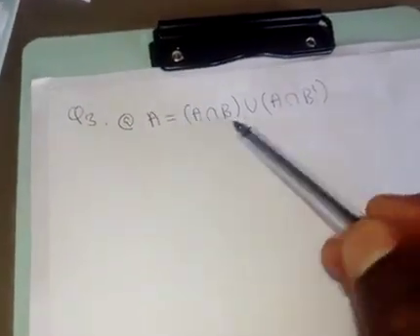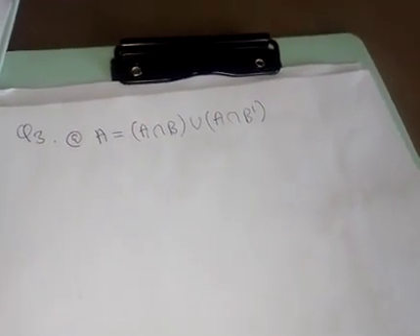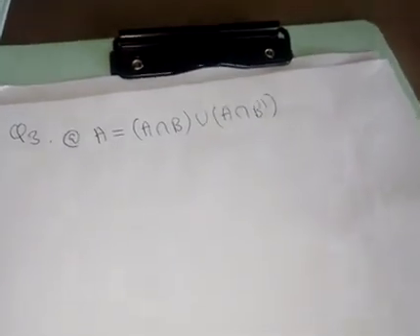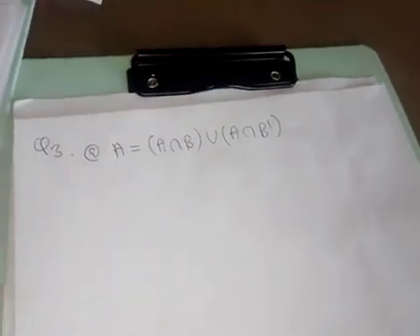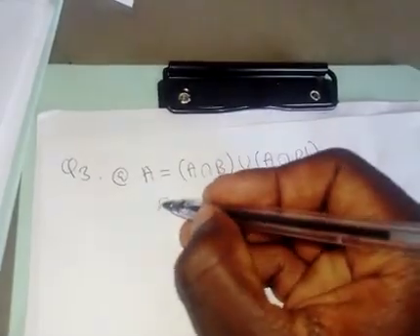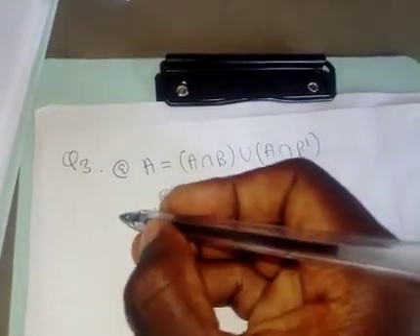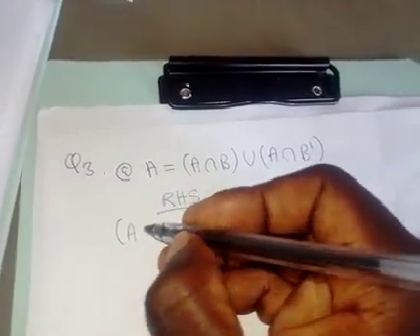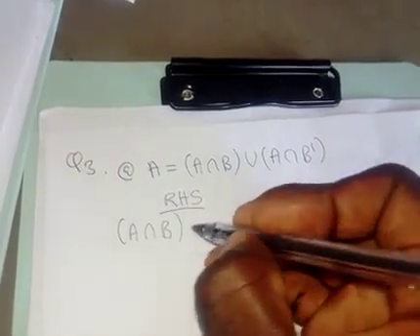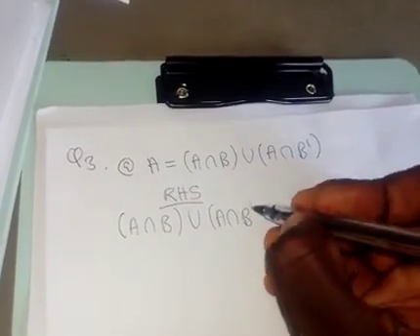When you simplify this, you should get A. So how do we simplify? We just use those set laws we talked about. Those set laws are the ones used to simplify such sets. Here we have the left hand side and the right hand side, and we are starting from the right hand side. So you write what you have on your right hand side: A intersect B union A intersect B complement.